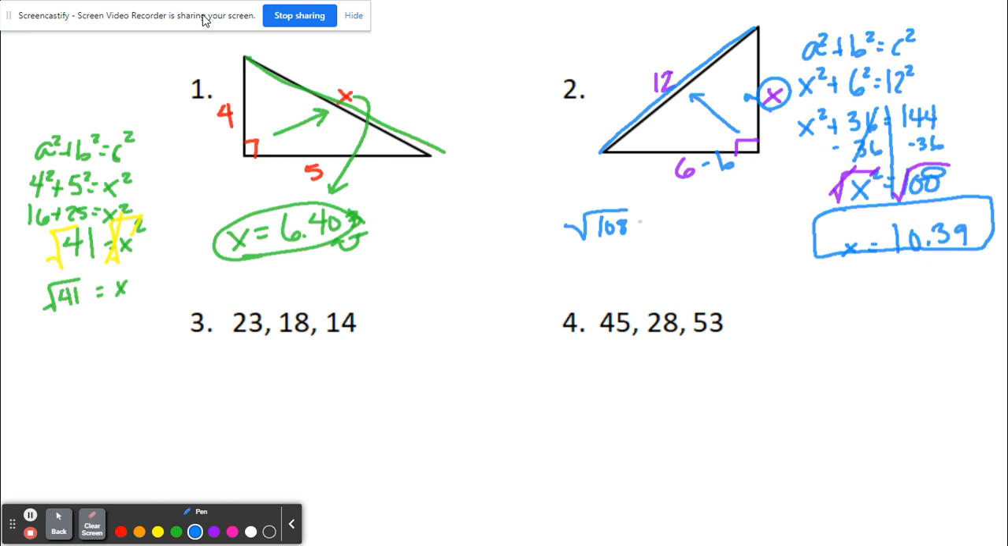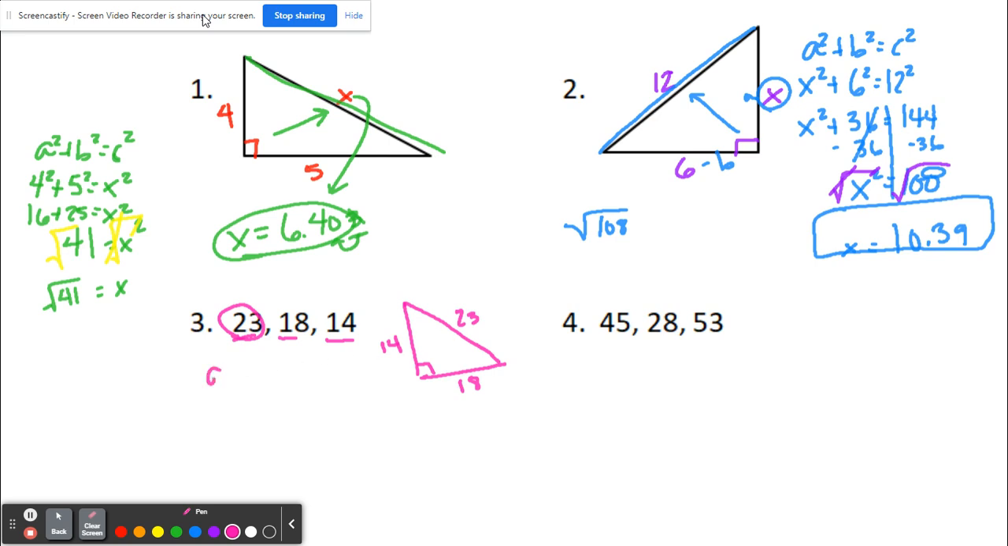All right, let's move down here to number 3. The other thing you're going to be asked to do is they're going to give you 3 sets of numbers. So 23, 18, 14. And what they're basically saying is, do these 3 numbers form a right triangle? So say this is 14 and 18, and then this is 23. It doesn't matter where you put the 14 and 18, but the 23, seeing as it's the biggest number, has to be over here at the hypotenuse.